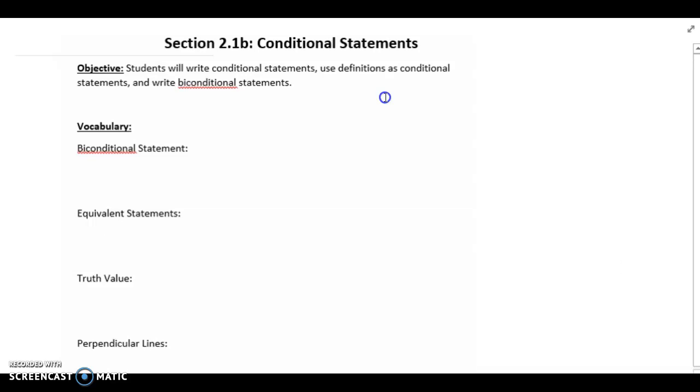All right, guys, we just have a little bit of notes on 2-1B, not a whole lot. First thing we're going to cover is vocab.